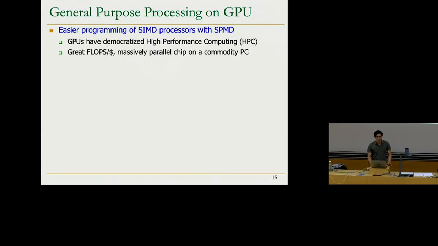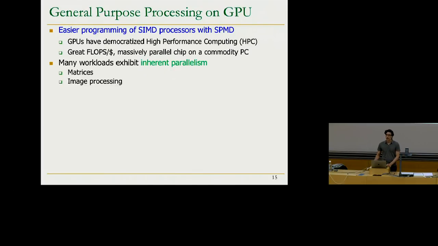And actually, that is something good, because there are many different workloads that exhibit inherent parallelism, many different workloads in which we can process many data instances at the same time. Good examples are matrices, as I just mentioned, for deep learning, or image processing. Actually, throughout this presentation, we will talk about these two as examples.